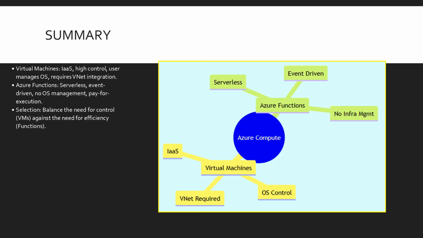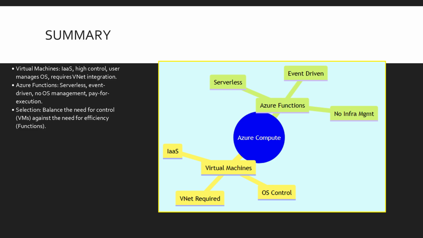To summarize, Azure provides diverse compute options to match your needs. Azure Virtual Machines offer the full control of infrastructure as a service, allowing you to customize the OS and software, but requiring you to manage networking and patching. Azure Functions offer the efficiency of serverless computing, waking up only for events and removing the burden of infrastructure maintenance. Understanding these differences ensures you can architect solutions that are both powerful and cost-effective.